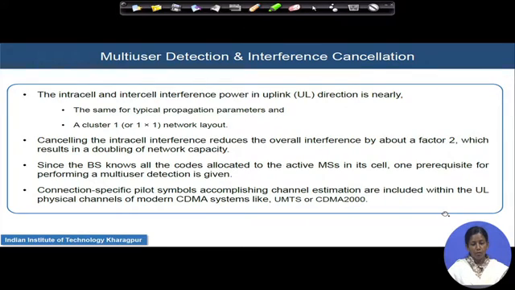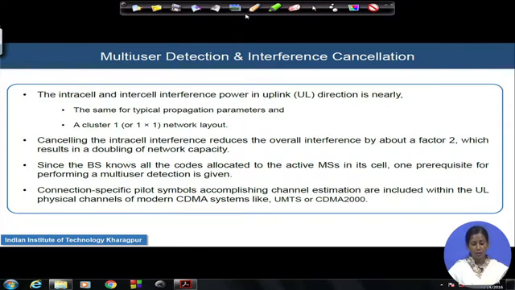And continuously we are talking about 2 different kinds of interference. One is the intra-cell interference, another is the inter-cell interference, to control the power in the uplink direction, and also not only in the uplink but in the downlink direction as well. In multi-user detection and interference cancellation also we will be considering both kinds of interference, and we will consider that the typical propagation parameters are known, and that a cluster 1 kind of network layout is utilized.